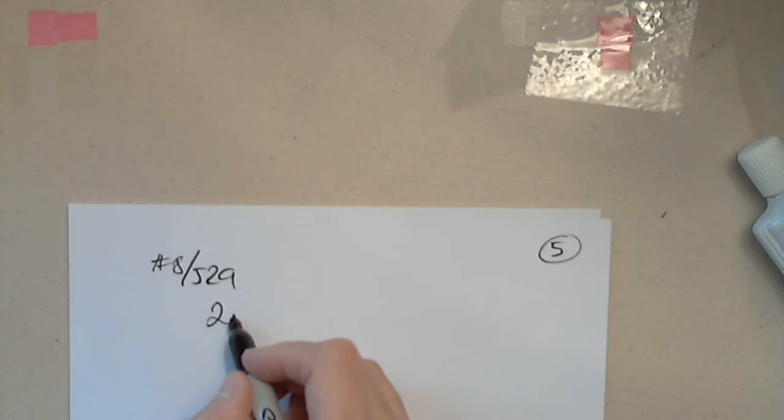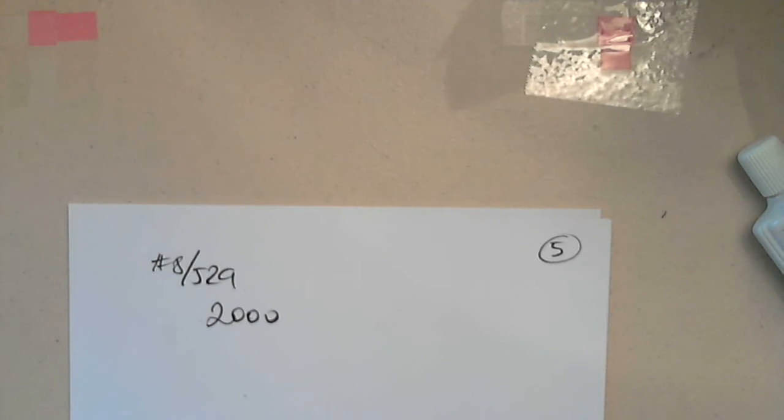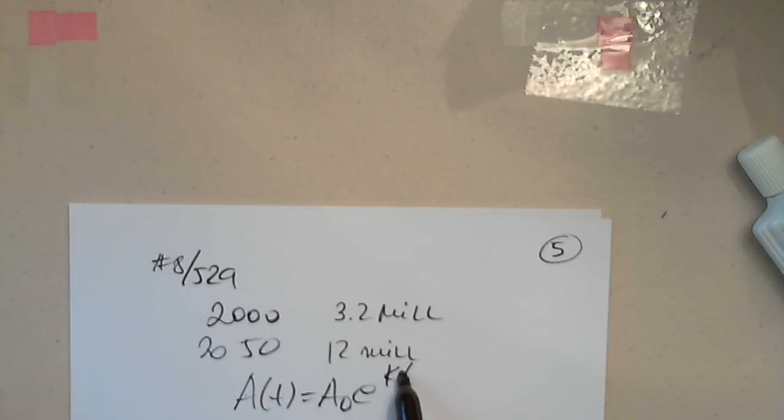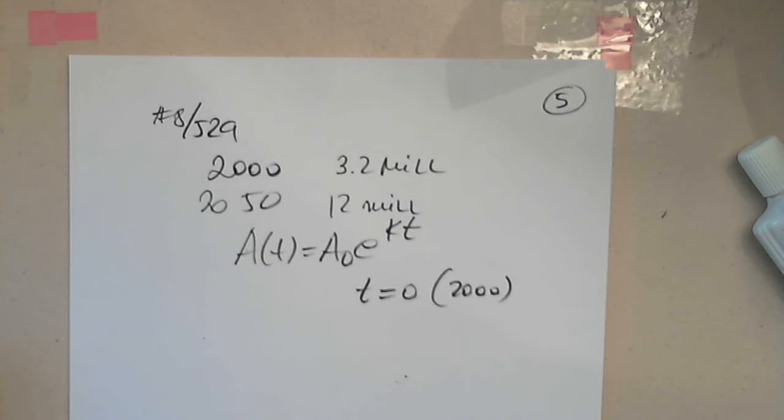They're telling us that in the year 2000, the population of the Palestinians in the West Bank, Gaza Strip, and East Jerusalem was approximately 3.2 million. And by 2050, it is projected to grow to 12 million. Use the exponential growth model, A of t equals A0 e to kt, in which t is the number of years after 2000. So t equals 0 represents the year 2000, we know that. To find the exponential growth function that models the data.